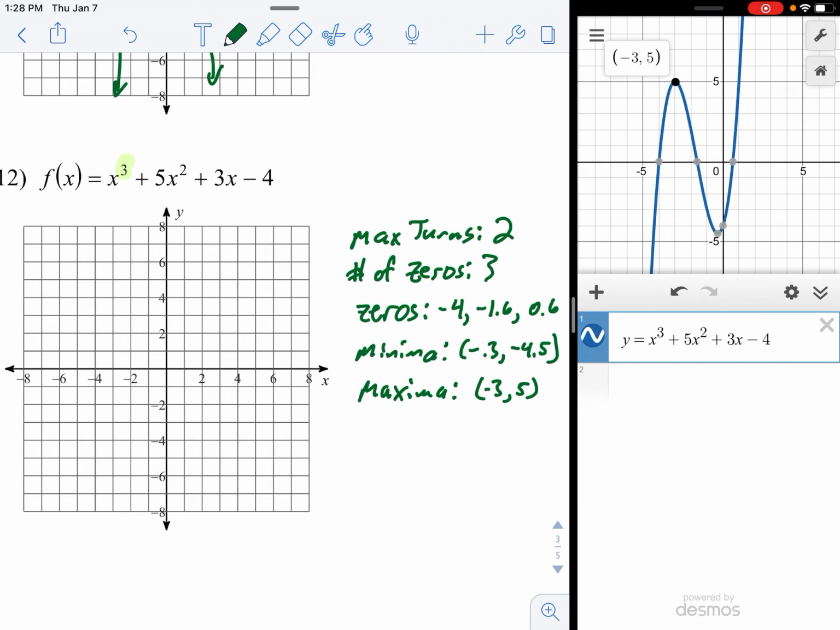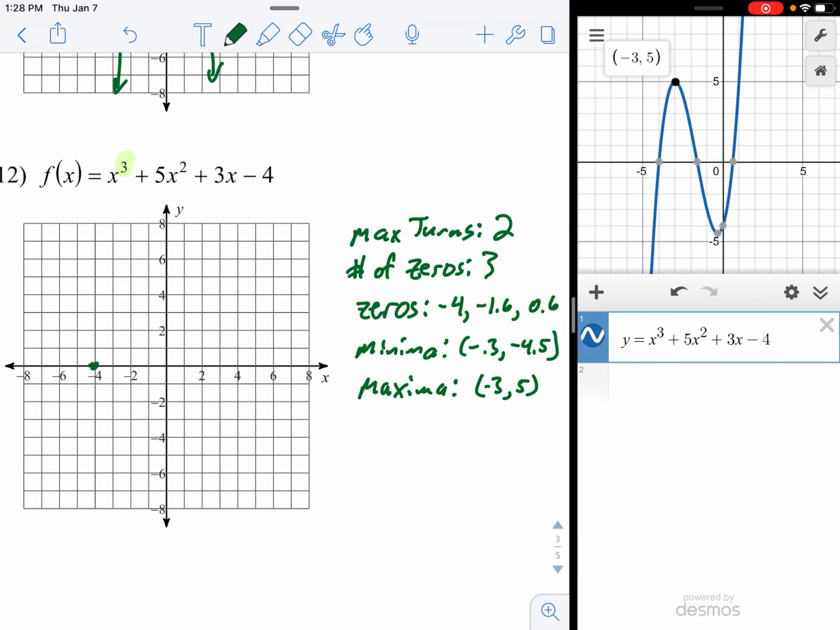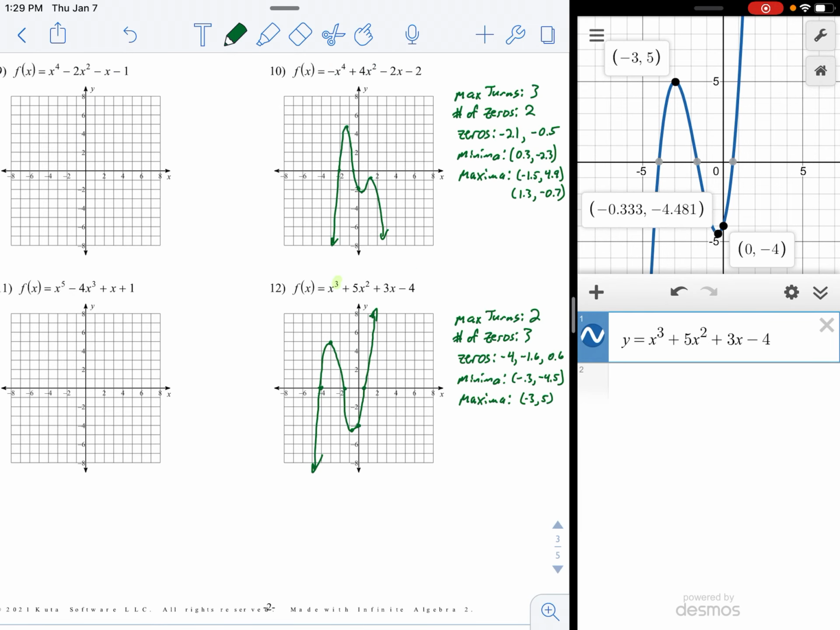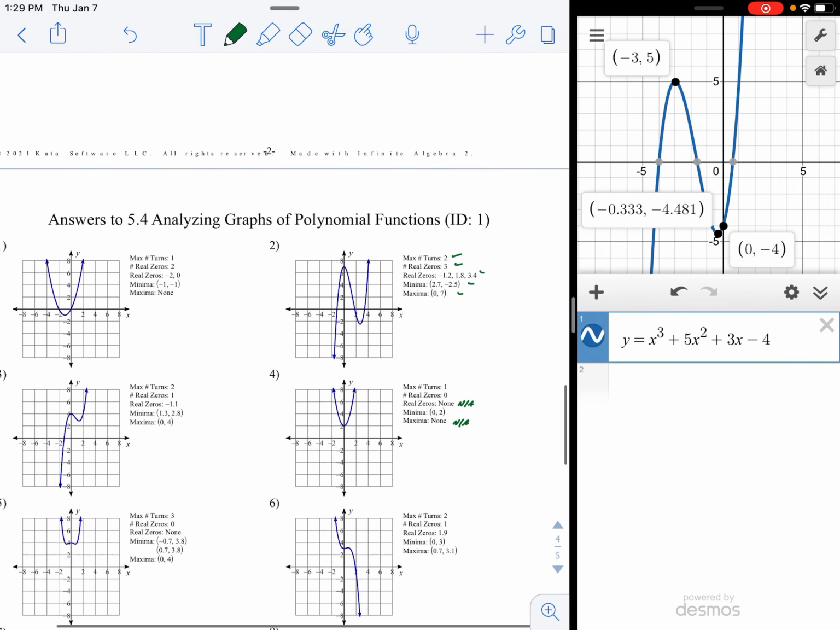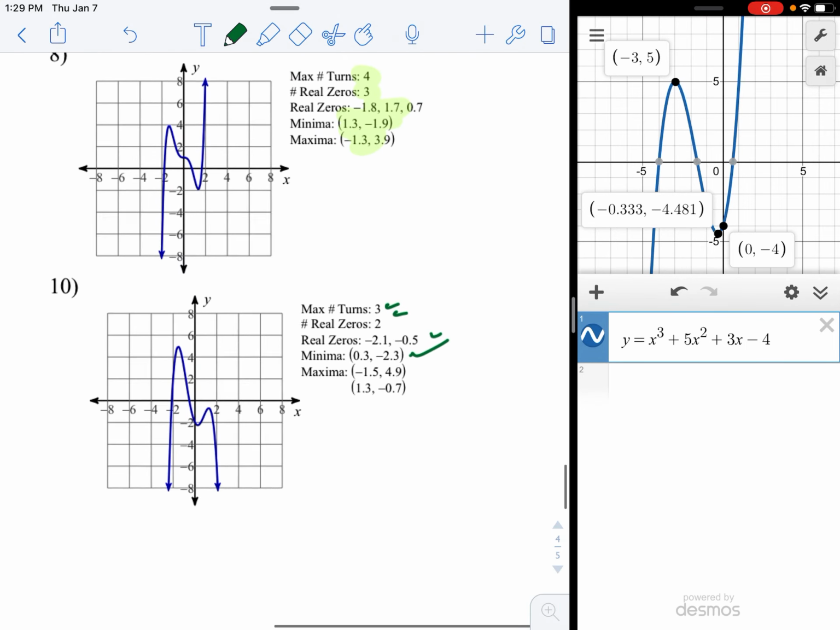All right, let's try to get a graph going here. Negative 4 is a 0 or an intercept. Negative 1.6, which I'll estimate right there. Positive 0.6 right about there. A maximum at negative 3, 5 is up here. A minimum at, what was that? Negative 0.3, negative 4.5-ish right there. And that's the y-intercept. So if I sketch sort of a spaghetti shape through all these points, that should be my answer. Well, mine looks really bad, but again, don't be real brutal.